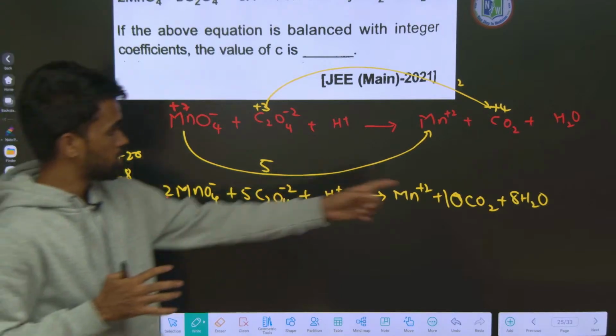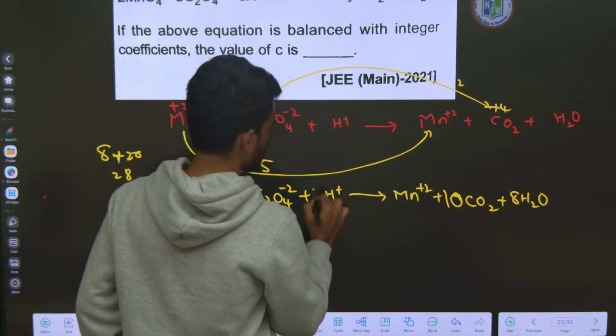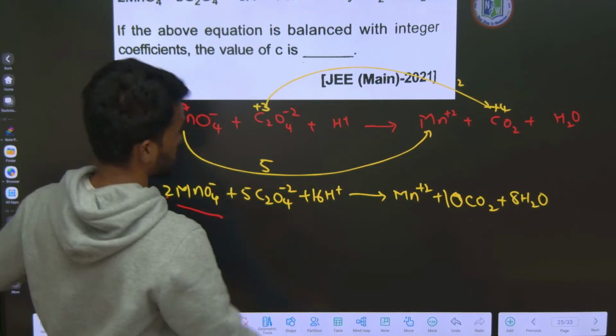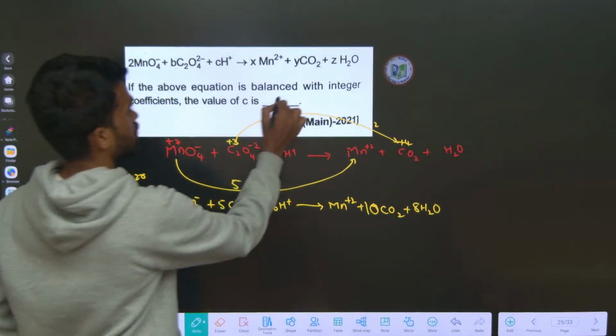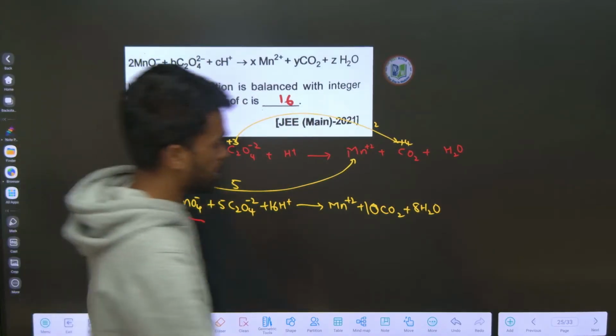Now how many H plus? 8 times 2, 16. So 16 H plus. They are asking what is the value of C. It means 16, the number of H plus ions. Simple only, right. Next one.